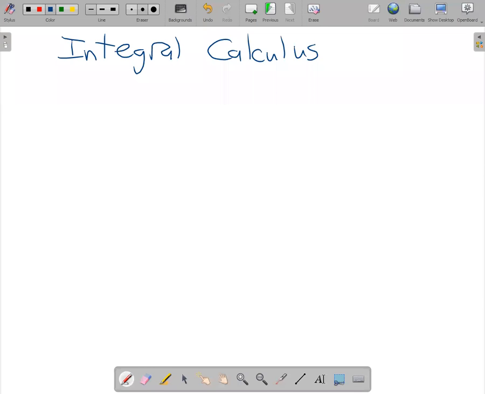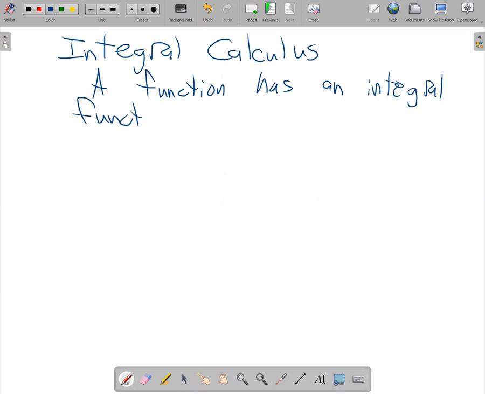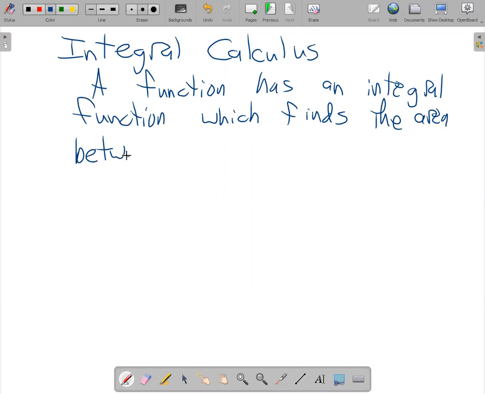Versus integral. So integral calculus, the idea is that a function has what we call an integral function. And that integral function finds the area. It's one way to look at it. Between the function curve and the x-axis.